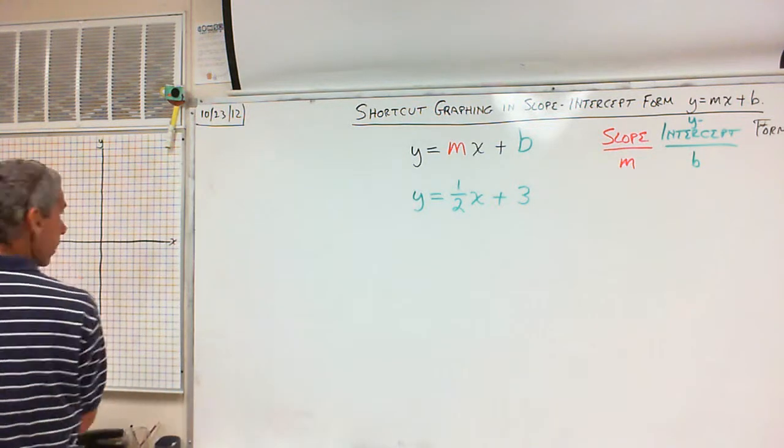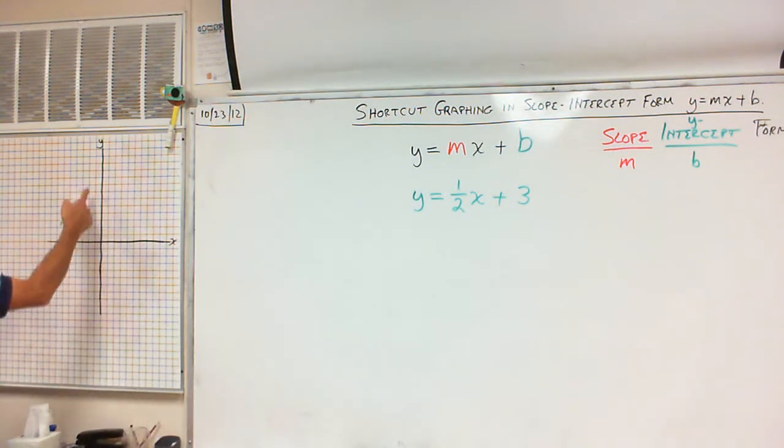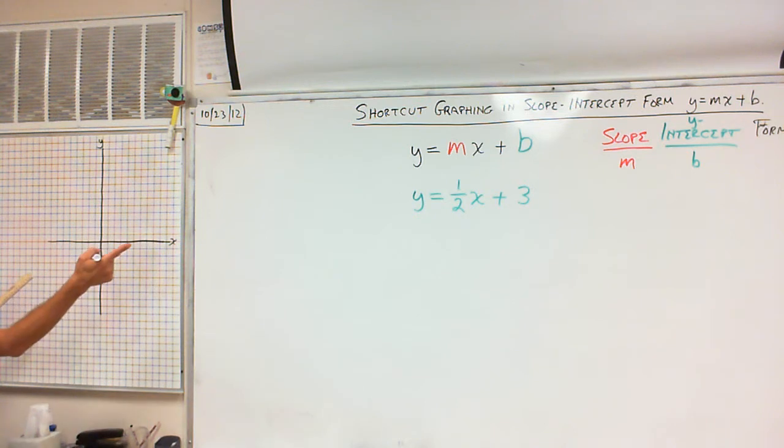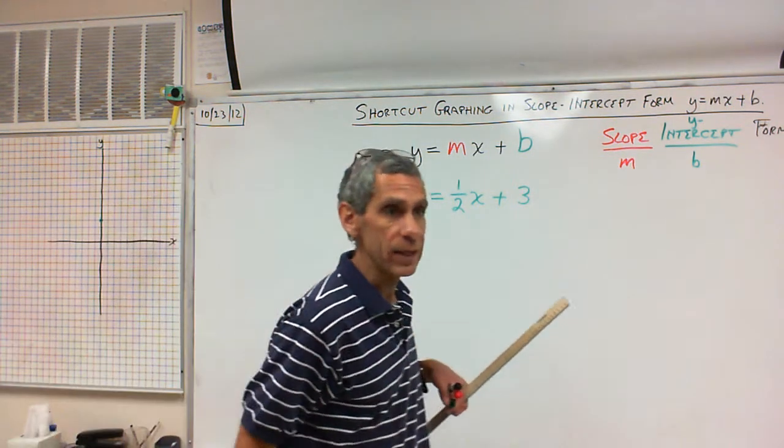So I go over here, and I go to my y-axis. I start at 0, 0, and I go up to +3, because that's my y-intercept. The line is going to intercept this y-axis at +3. That's my first point.